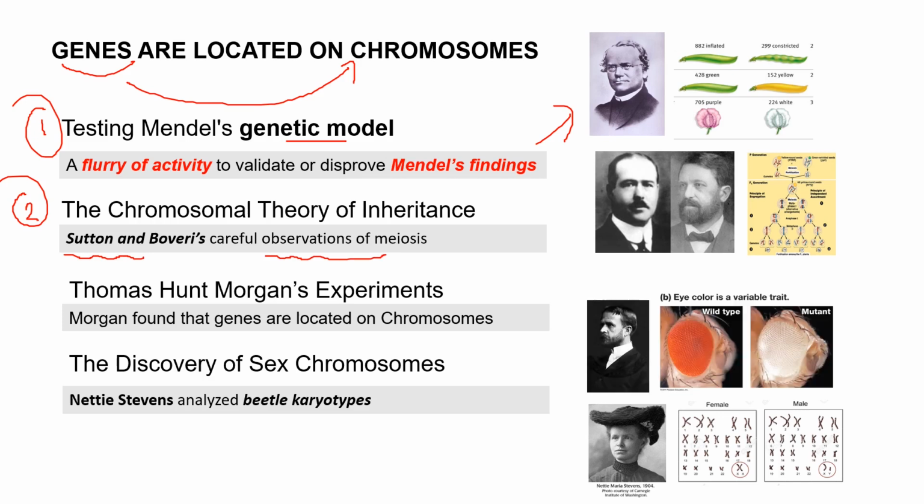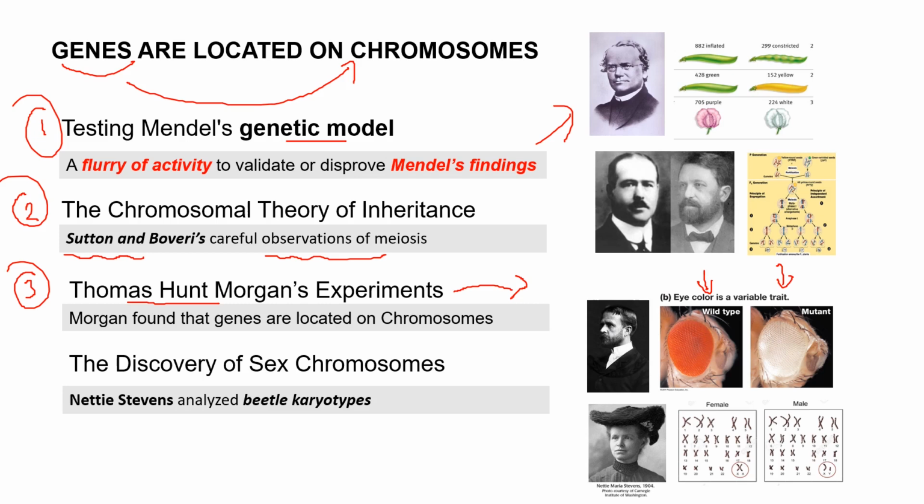meiosis. And then we will focus on the work of a very important scientist, Thomas Morgan, and his experiments on fruit flies. Using fruit flies, and in particular the eye color, he was able to find that genes were located on chromosomes.